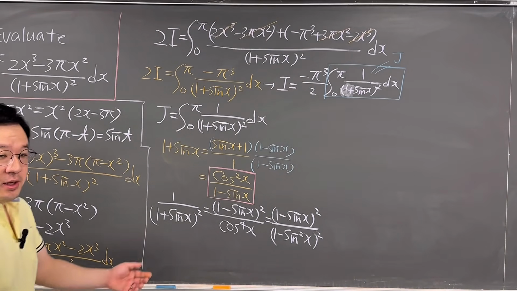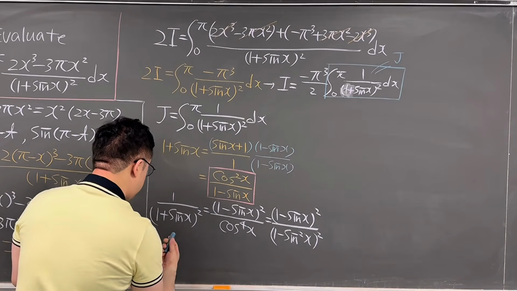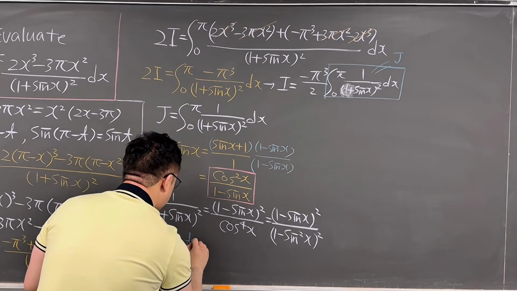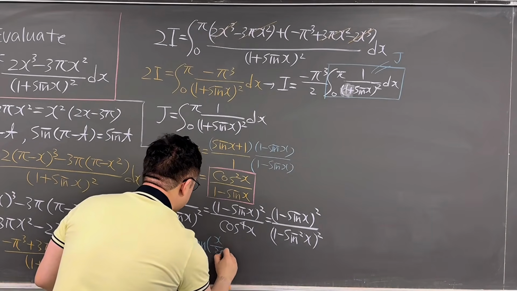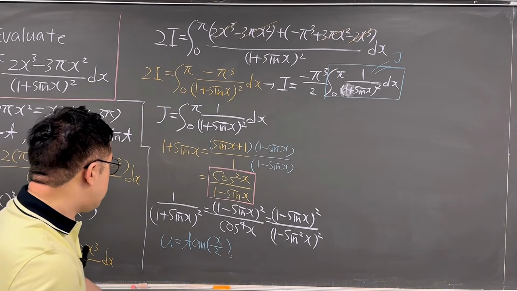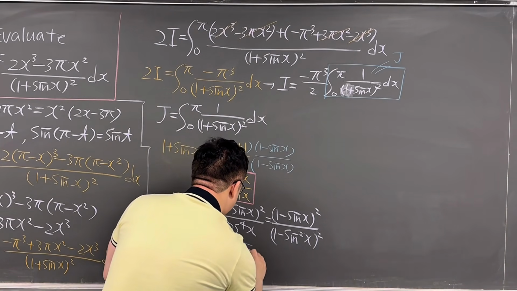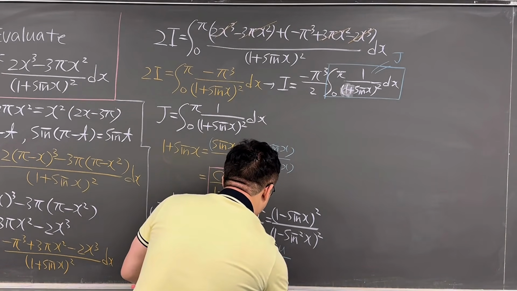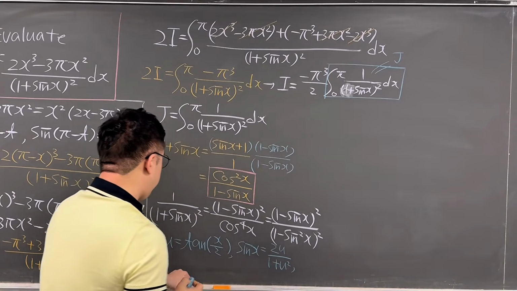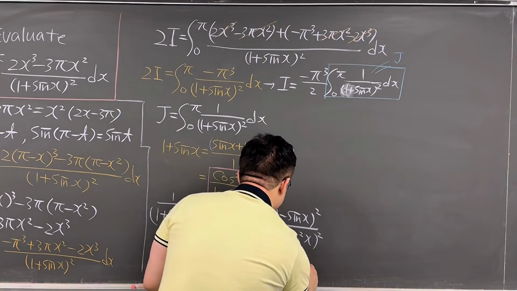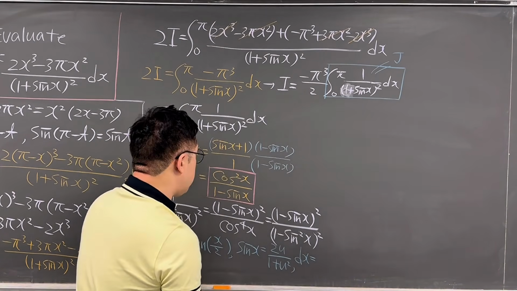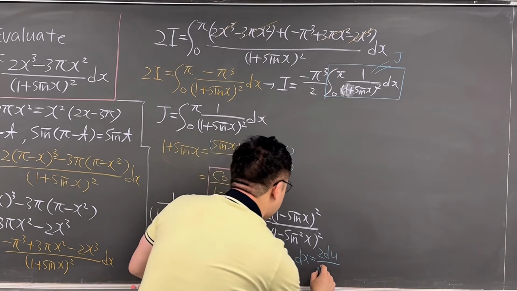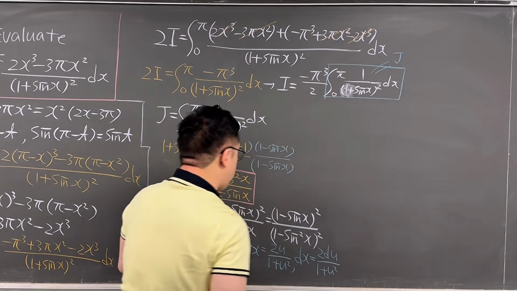So that's why we can make another substitution. Let me just call u as tangent of x over 2. Using this, your sine of x, using the u, is now 2u over 1 plus u squared. And of course, dx is going to be the same as 2 du over 1 plus u squared.